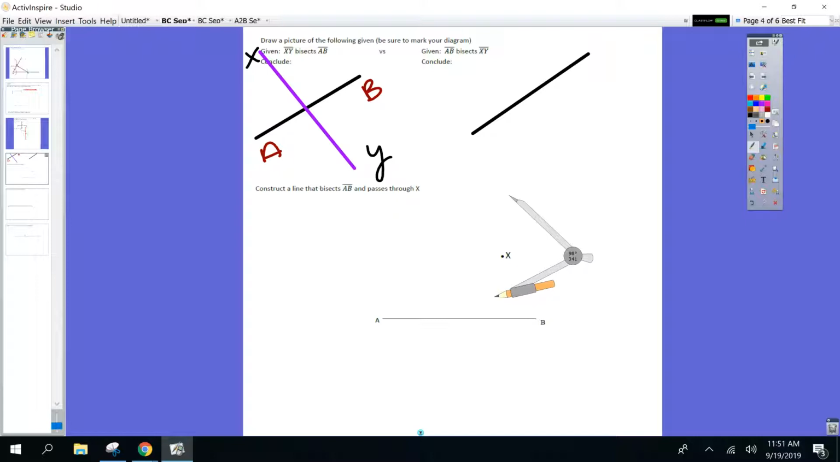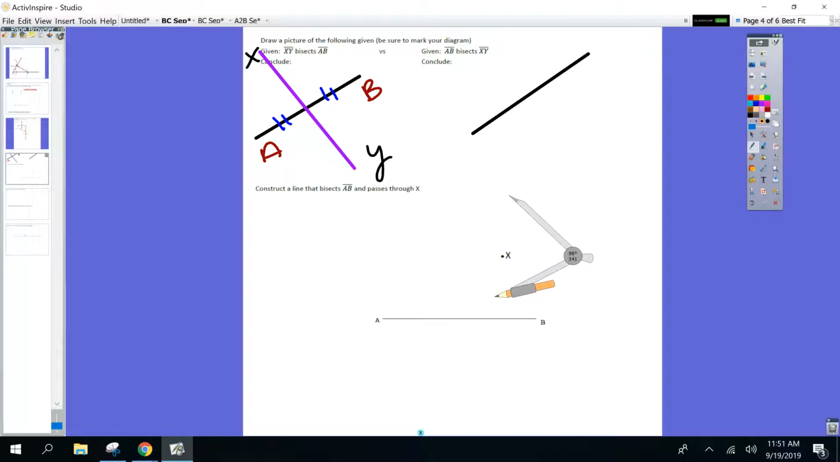One thing I'm missing. Hash marks. On what? AB or XY? AB. Good, because that's the one getting cut in half. All good. So that's what that diagram looks like. Flip the script on.